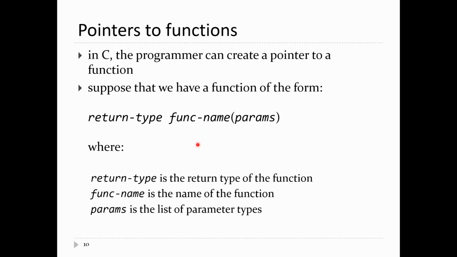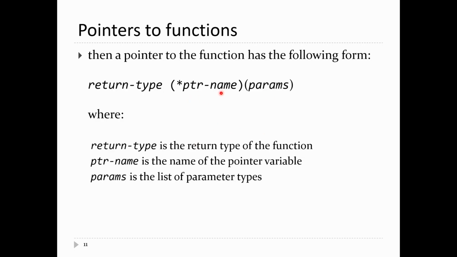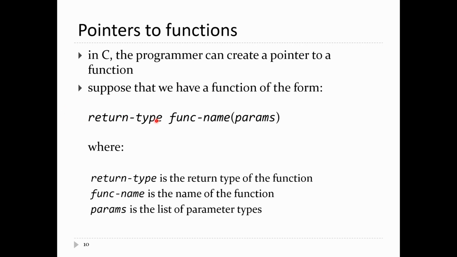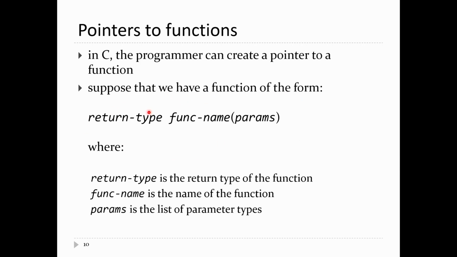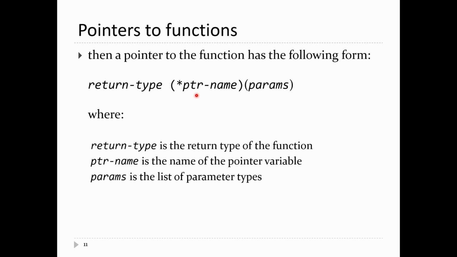If you have a function of that form, then you can create a pointer to that function by writing this. Basically, you just copy everything from here, and then you change the function name to star something. So you take the function name, put it in brackets, and write star in front, to indicate that it's a pointer. So that declaration there will actually make a pointer to a function having this form. And the pointer name will be whatever name you decide to give it here.